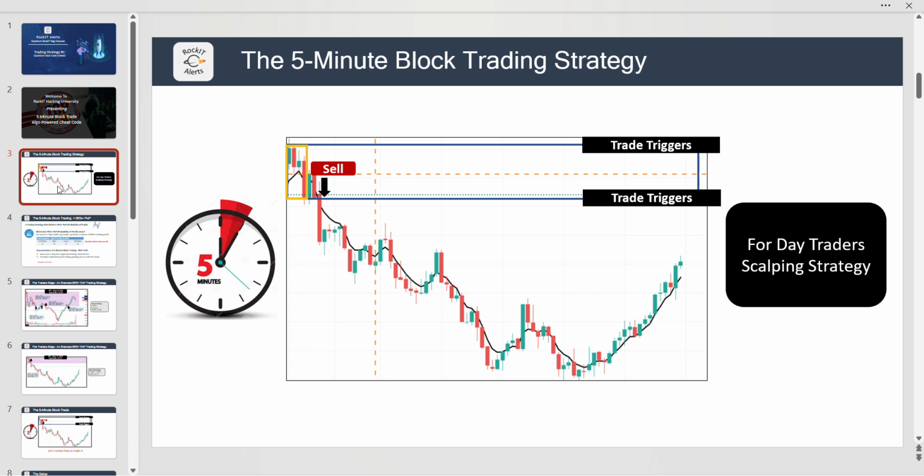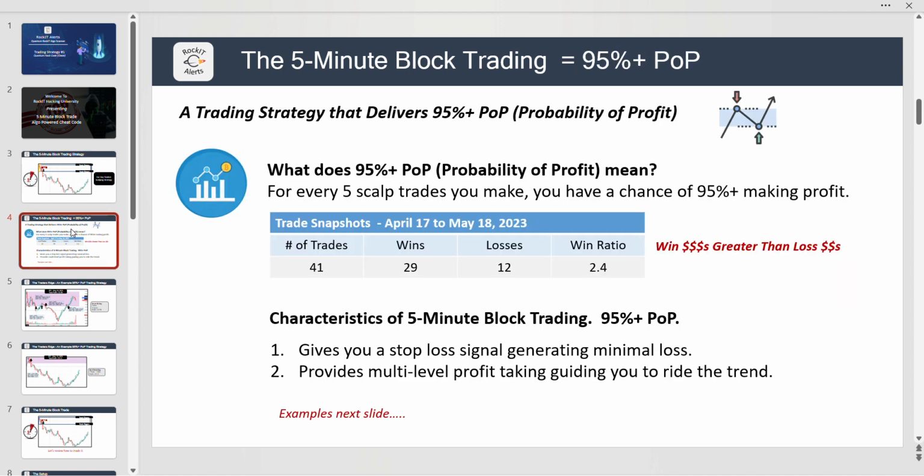Now, this strategy is meant for day traders. It's a scalping strategy. You see profit, take profit, quick in and quick out. So the 5-minute block trading is equal to 95% probability of profit. So what does that mean? That means for every 5 scalp trades you make, you have a chance of 95% making profit. So it definitely will keep you in the profit zone when you trade the 5-minute block trade.